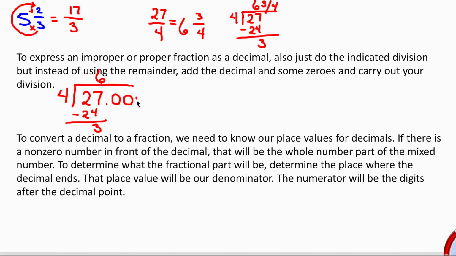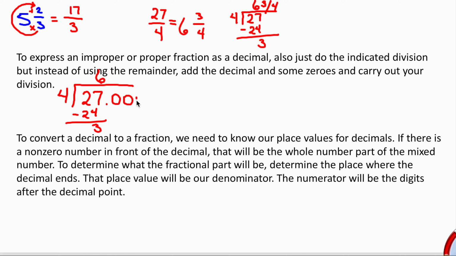I still have another number to bring down. I can put as many zeros as I want. 4 goes into 25 times. 5 times 4 is 20. And I just keep going until it comes out even. So I also know now that 27 fourths equals 6 3/4 as a mixed number, or 6.75 as a decimal.